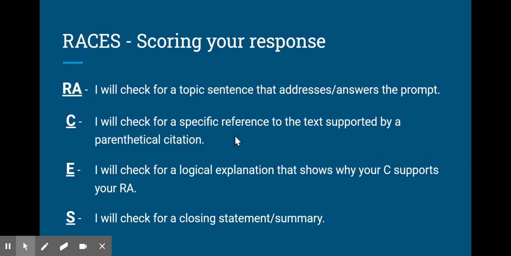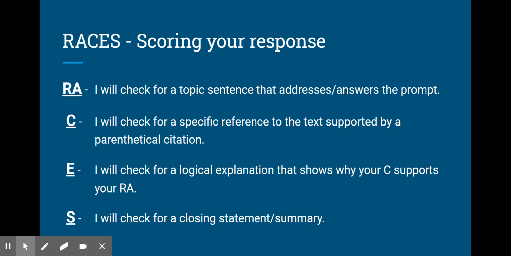Then I'm going to check with the C, with the citation. I'm going to check for a specific reference to the text. And that, like I said, can be in either a paraphrase form or in direct quotation, and it needs to be supported with a parenthetical citation. And parenthetical citation means you're telling me where it came from, and you're putting that in parentheses. That's what parenthetical means. That said, the C is actually worth 2 points out of the 5 for an essay, a written response like this. The E is for your explanation.